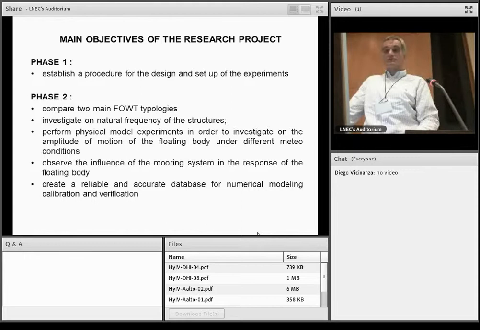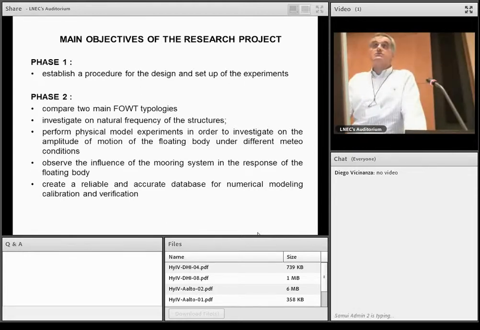We used, as I said, the wave basin at DHI, and it's a well-known wave basin, 20 meters long, 30 meters wide, with a water depth of 3 meters and a pit in the center of 5 meters water depth.